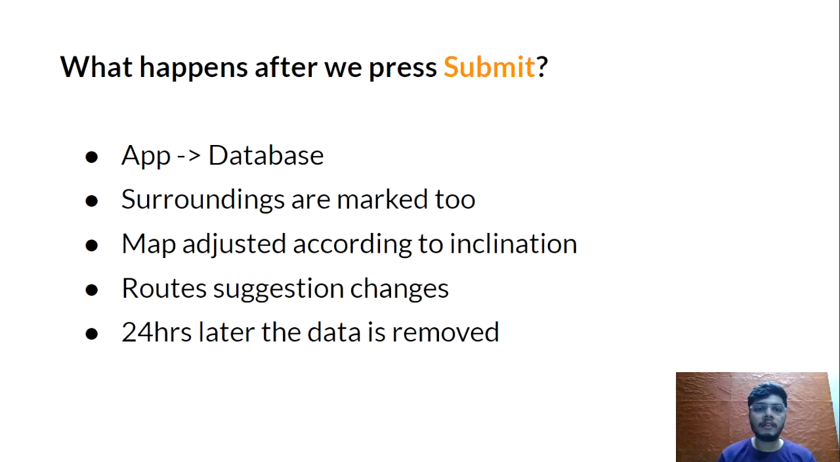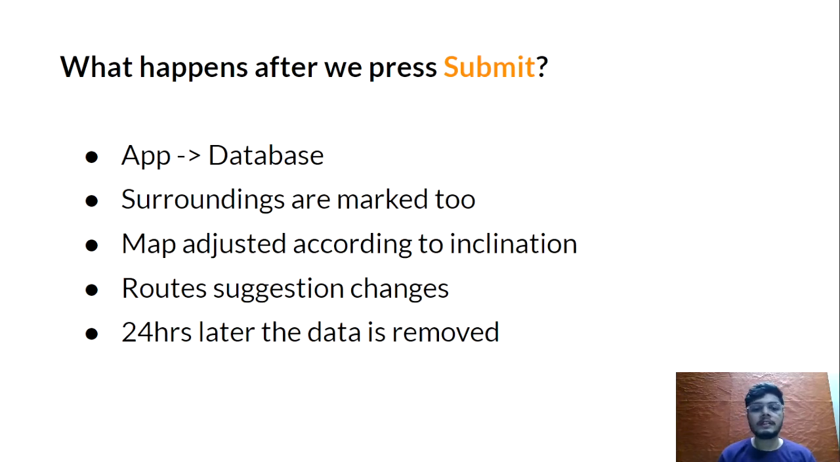And then we have to adjust the map according to inclination. The areas having lower inclination than the area of the user might be having more waterlogging issues, right? So we have to adjust that too. And then route suggestions. The data is being updated dynamically, so we have to also dynamically adjust the routes as well.